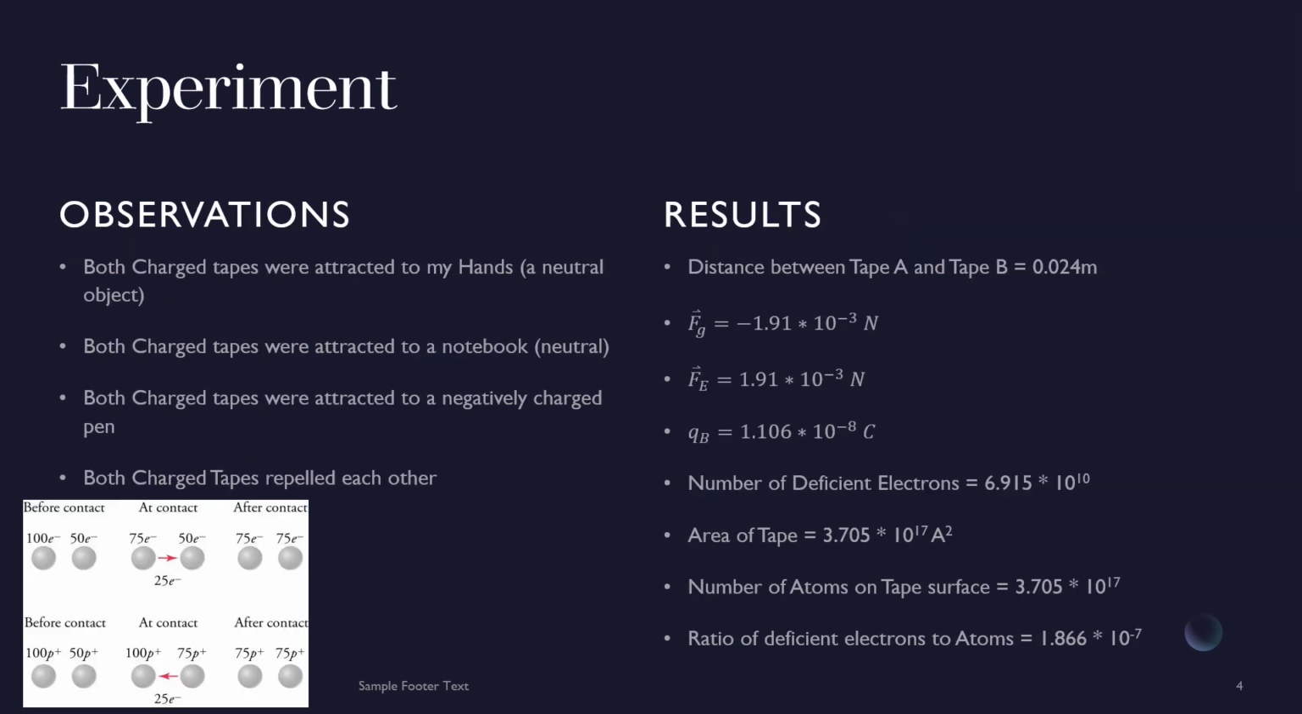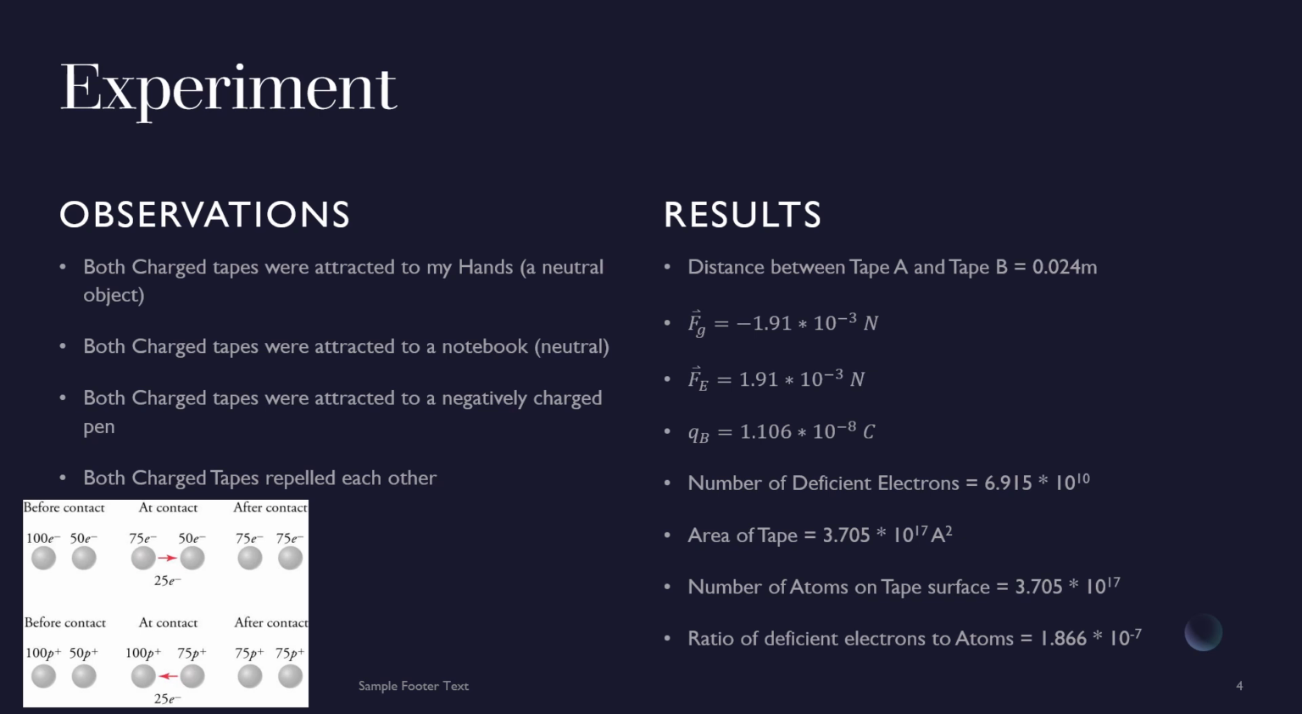Now our observations. The neutral objects were attracted to the tapes. The charged tapes repelled each other. And we took a negatively charged pen, brought it close to the tapes, and it was attracted. Like charges repel each other, and opposite charges attract each other. Because the negatively charged pen was attracted to the tapes, we can now say that the tapes are both negatively charged.